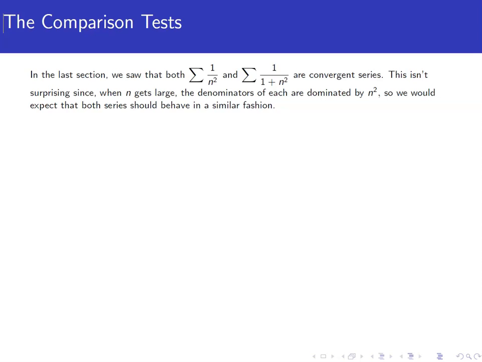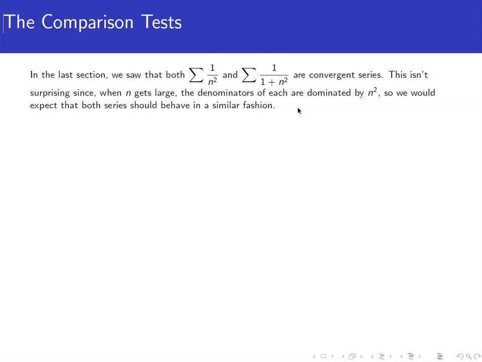In this video, we're going to talk about the comparison tests. In the last section, in the integral tests section, we saw that both the series 1 over n squared and the series 1 over 1 plus n squared are convergent series. The first one is a p series with p equal to 2, and for the second one, when we did the integral test, we got inverse tangent for our antiderivative. If you do the improper integral, it converged because we had that limit of inverse tangent as x goes to infinity.